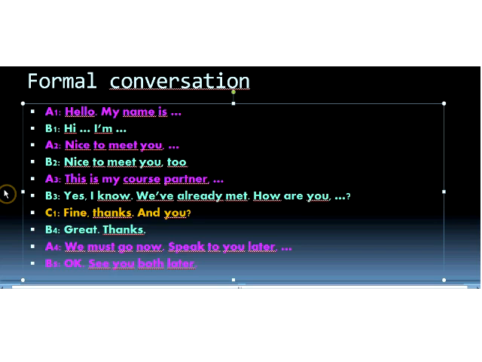Good. Now, Isabel, you are A, Nieves, you are B, and Penelope, you are C.